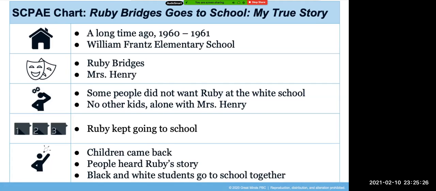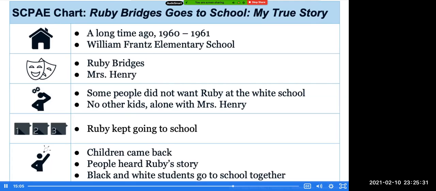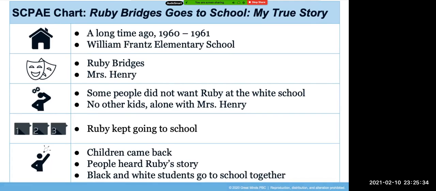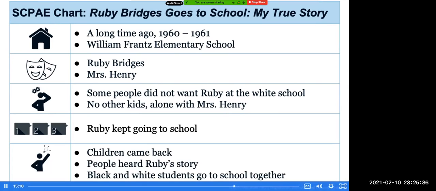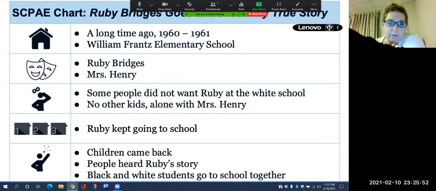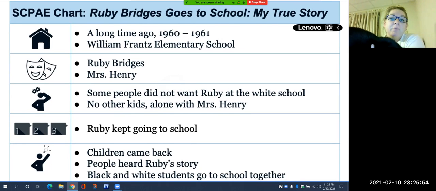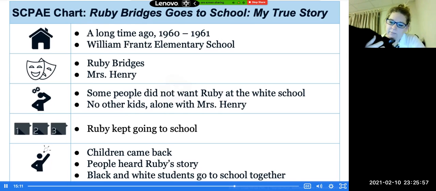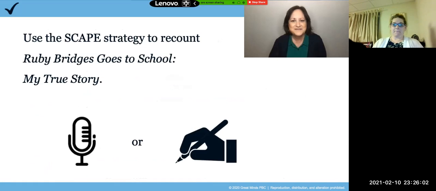Please pause here to look over the chart on your own and check your thinking against the thinking in this chart. Just hit play when you're ready to continue. Okay, so it says that the setting for this book was a long time ago, between 1960 and 1961, and it was at the William Frantz Elementary School. We know that the main characters were Ruby Bridges and Mrs. Henry.